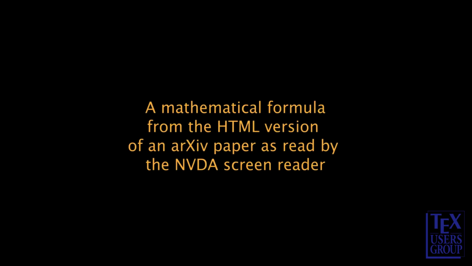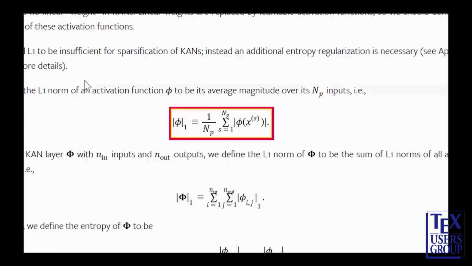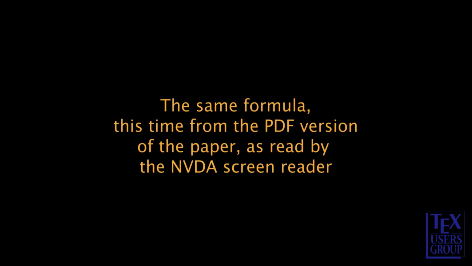A mathematical formula from the HTML version of an archive paper, as read by the NVDA screen reader. The absolute value of phi sub 1 is identical to the fraction with numerator 1 and denominator n sub p. The sum from s equals 1 to n sub p of the absolute value of phi open paren x raised to the open paren s close paren power close paren. The same formula, this time from the PDF.